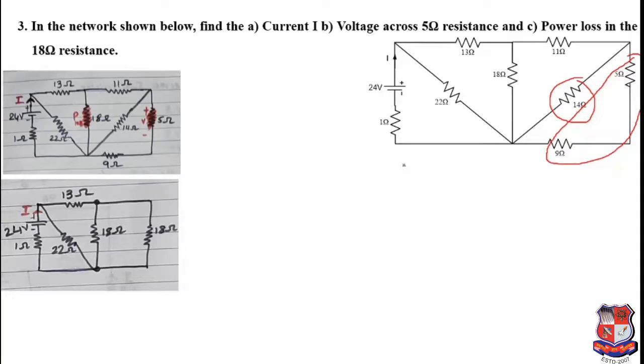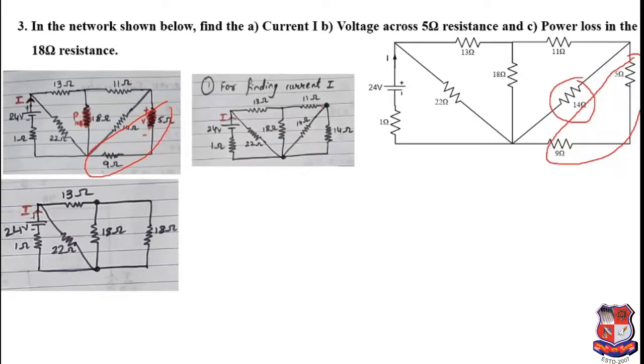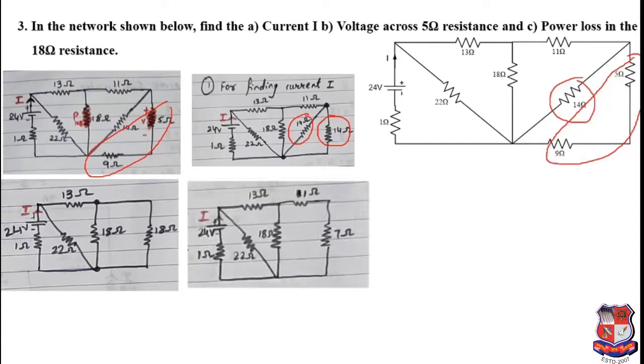So if you redraw this circuit, 5 plus 9 will be 14, and this 14 and 14 when they come in parallel will be 7 ohms. So over here you can see this 14 ohm and this 14 ohm are in parallel, so it will be 7 ohms. 14 ohm and 14 ohm in parallel will be 7 ohm.